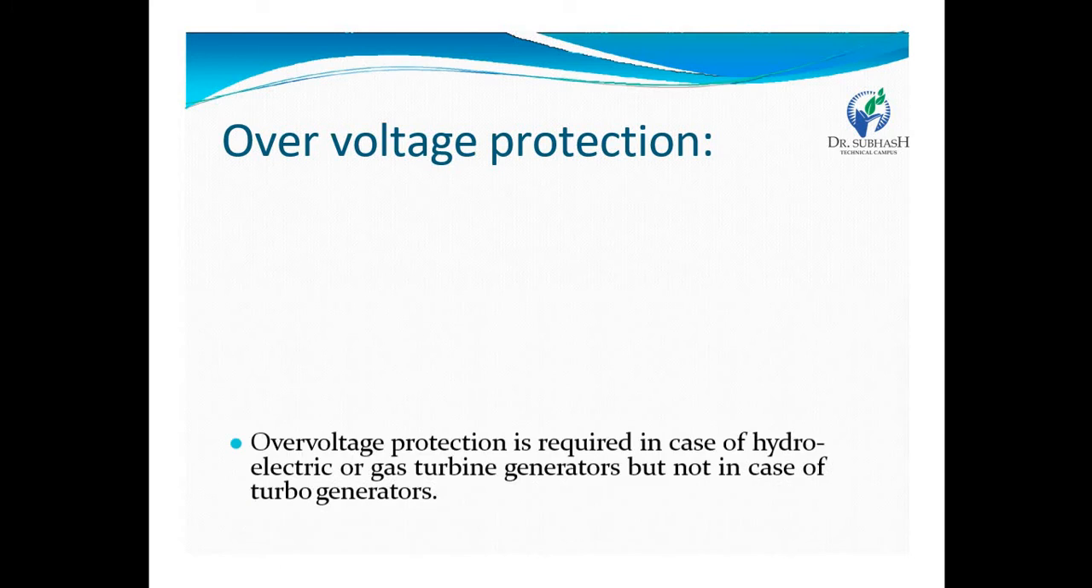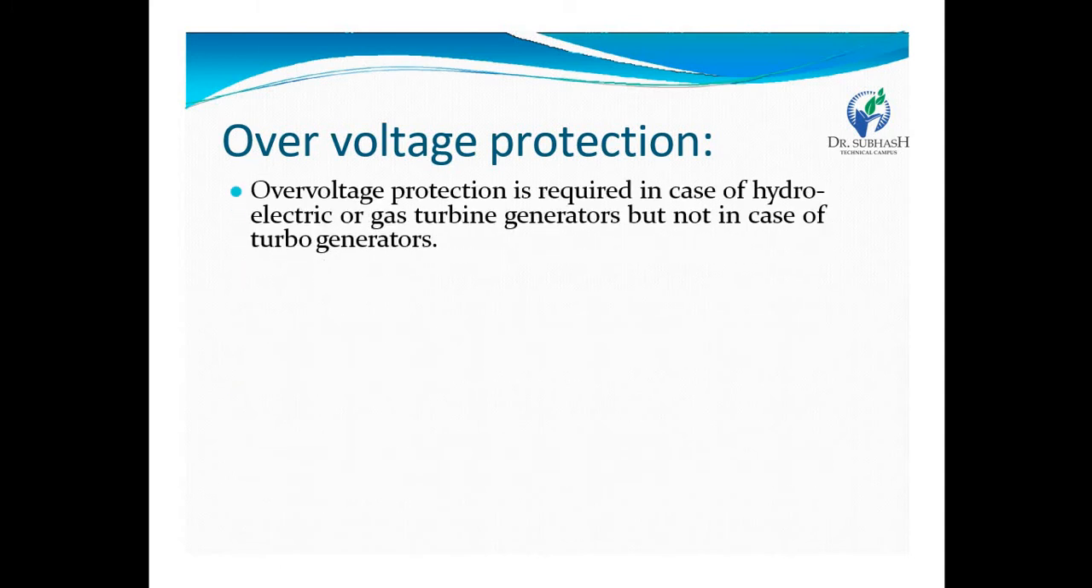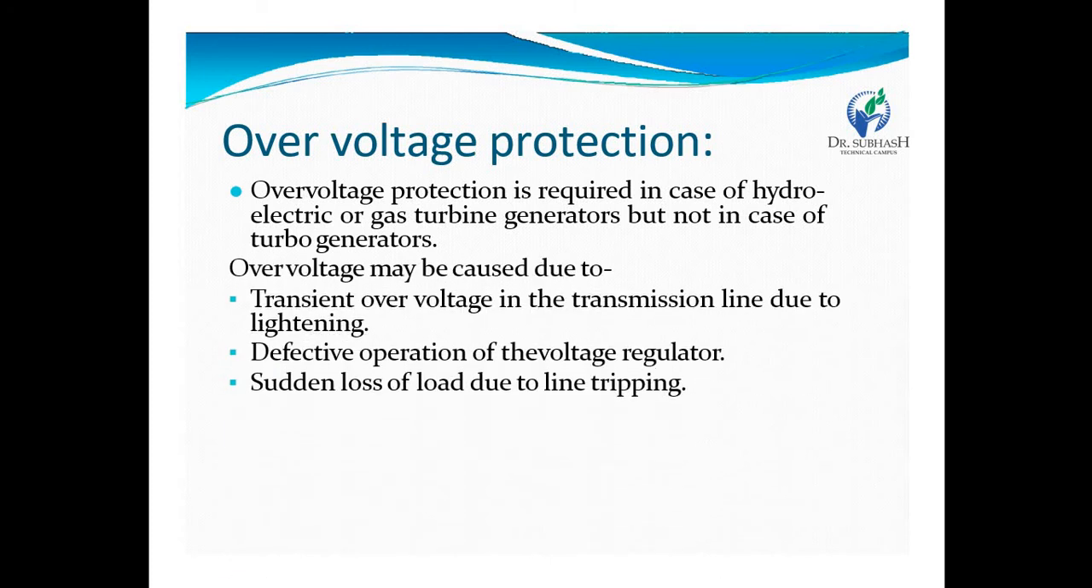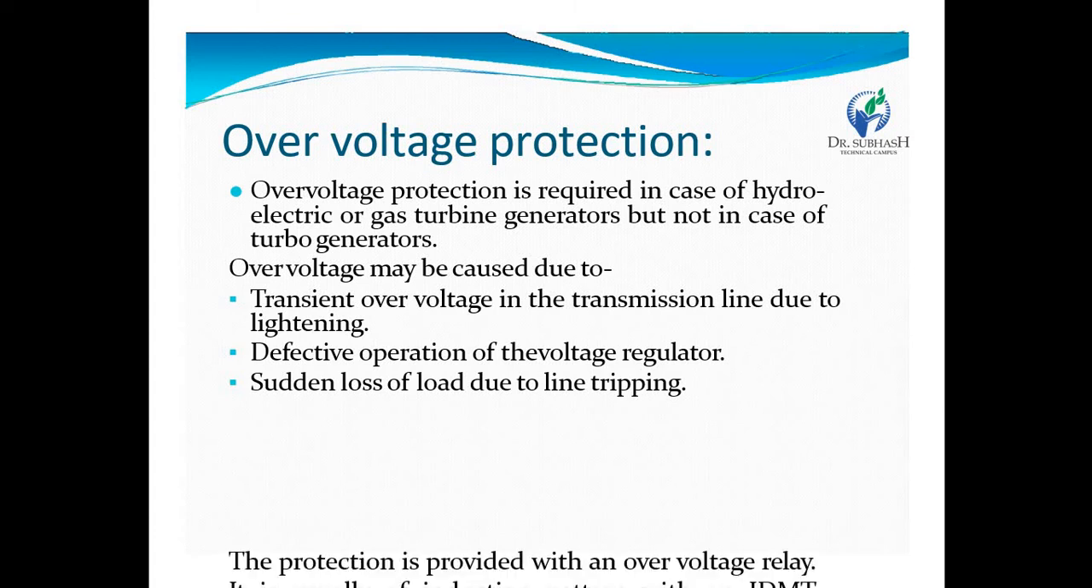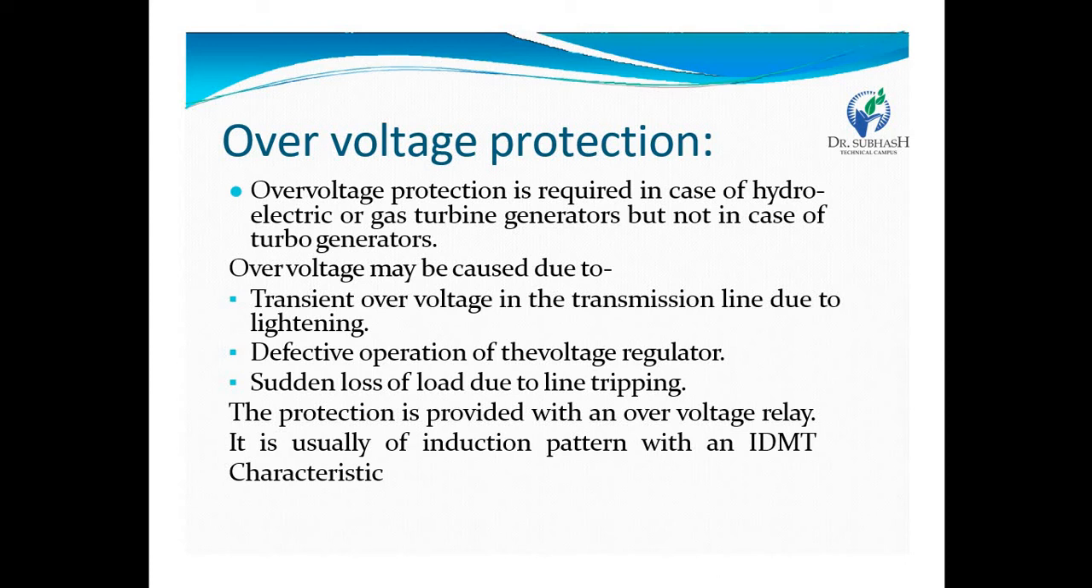This is where overvoltage protection comes in. It is required in the case of hydroelectric and gas turbine generators but not in the case of turbo generators. This may be caused due to transient overvoltage in the transmission line due to lightning, or defective operation of the voltage regulator, or sudden loss of load due to line tripping. The protection is provided with an overvoltage relay, which is usually of induction pattern with an IDMT characteristic.